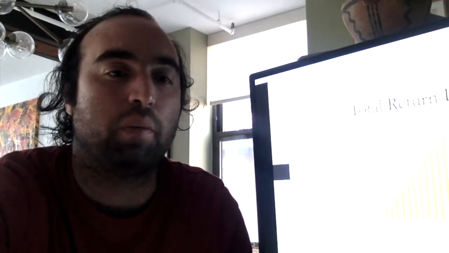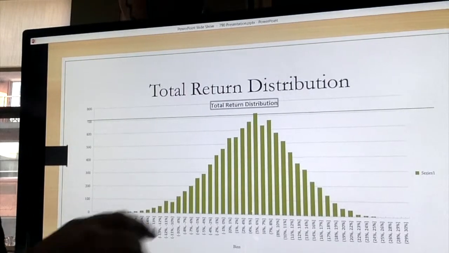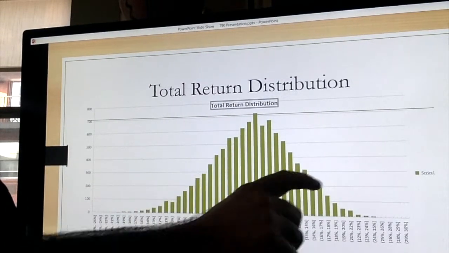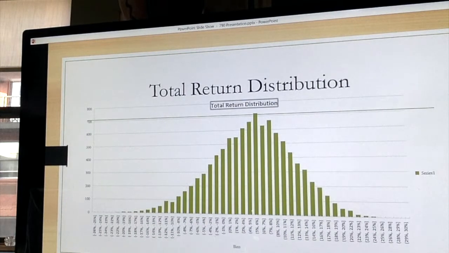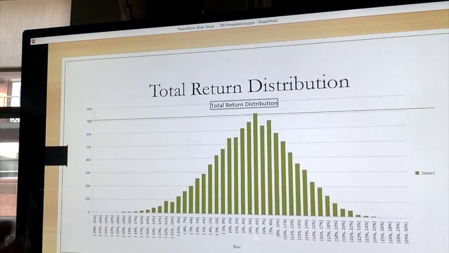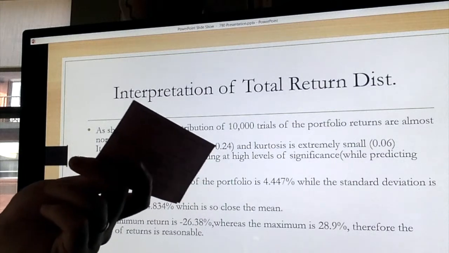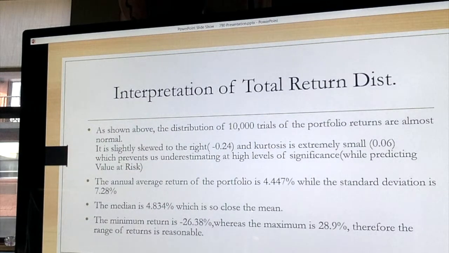Now I would like to talk about the total return distribution. As you see on the distribution chart, it is almost perfectly symmetric. The distribution is just slightly skewed to the right, and there are no fat tails. Kurtosis is almost zero, and it's almost like a perfect normal distribution. Let's see the numbers. Yes, the skew is negative 0.24, and kurtosis is almost nothing, 0.06.